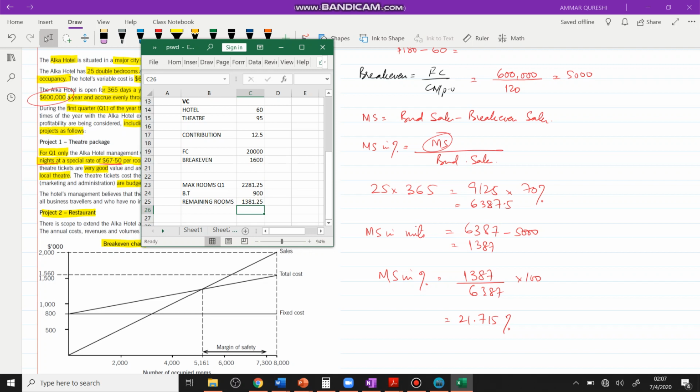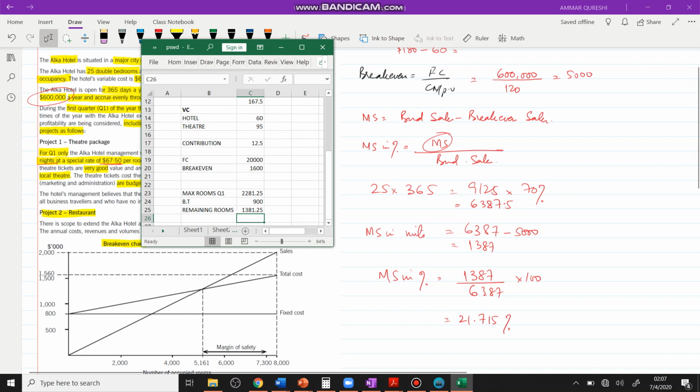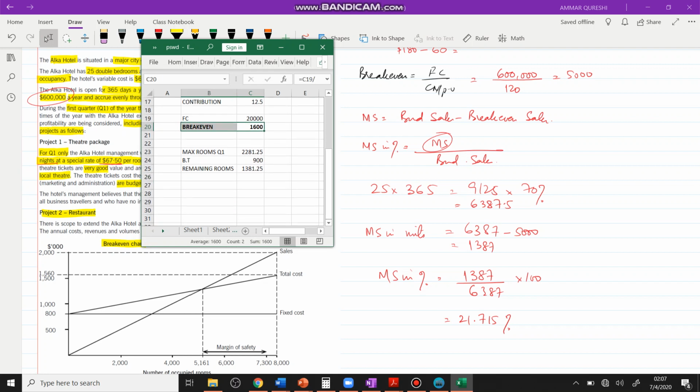1381. And how many units do we require for the break even? In this case, we require at least 600 units for the break even. That means it's impossible for us to achieve this break even, because the rooms available for this theater project are almost 1381. So we will not be able to achieve this. We will not be able to recover this 20,000 fixed cost in any case, right?